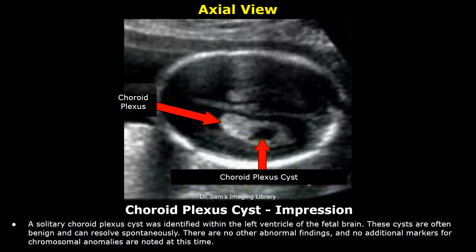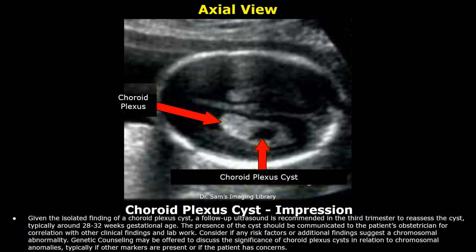This is the impression. A solitary choroid plexus cyst was identified within the left ventricle of the fetal brain. These cysts are often benign and can resolve spontaneously. There are no other abnormal findings, and no additional markers for chromosomal anomalies are noted at this time.